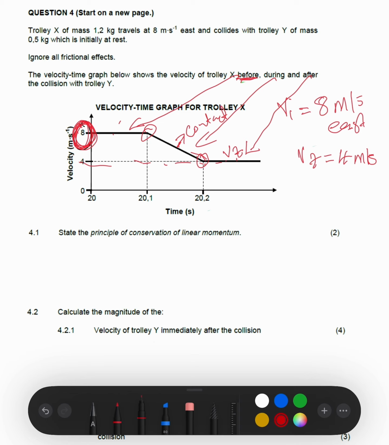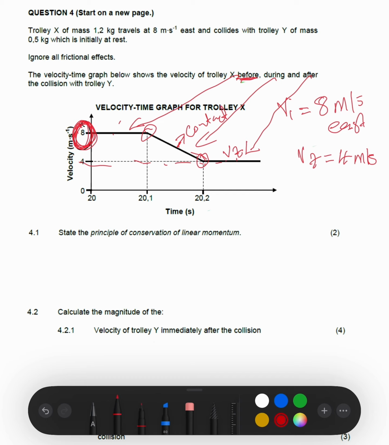Now, let's go to the statement. So, trolley X of mass 1.2 kg travels at an initial velocity of 8 meters per second. We've already said that it's going to the eastward direction. It collides with trolley Y of mass 0.5 kg, which is initially at rest. So trolley Y is initially at rest. So it's not moving initially. What does it mean about trolley Y? The initial velocity of Y is equals to 0.